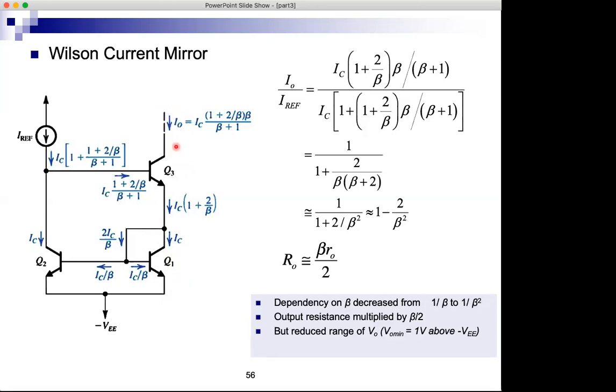If I go below 1 volt here, this BJT will go into saturation. Okay, any questions before we stop?